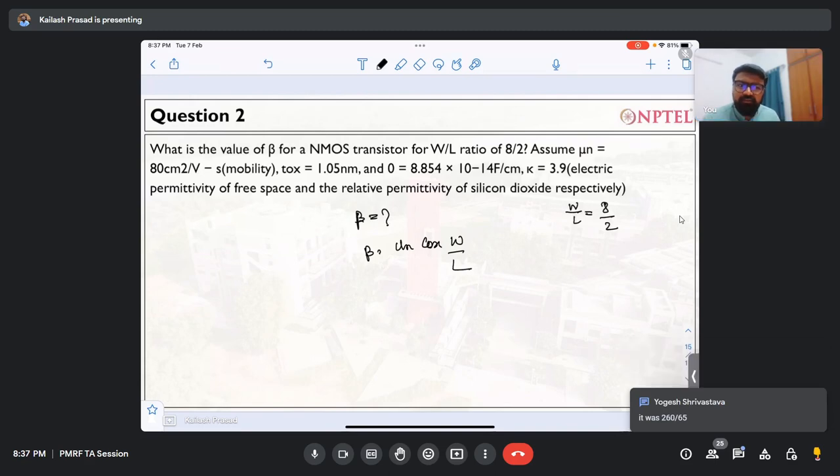Okay, so I have not seen the actual question. Is it the same question? Yeah, same question. This is 260 by 65. If you ratio this, it will be 4. This is also 4. In the question, W by L ratio is 4, and all other parameters are the same. Exactly, all are same.